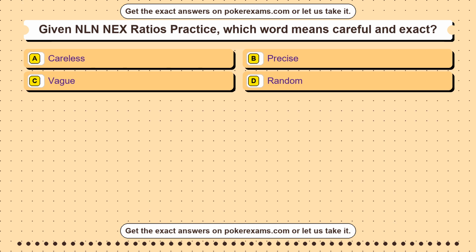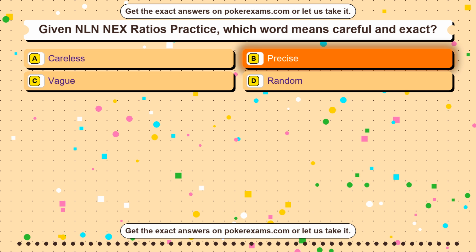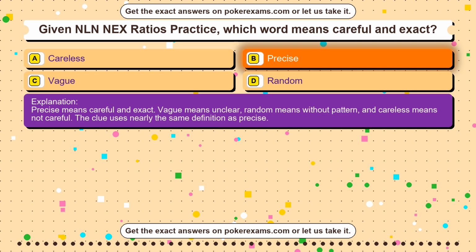Question 28. Given NLN NEX Ratios Practice, which word means careful and exact? Option A careless. Option B precise. Option C vague. Option D random. The correct answer is option B, precise. Precise means careful and exact. Vague means unclear, random means without pattern, and careless means not careful. The clue uses nearly the same definition as precise.